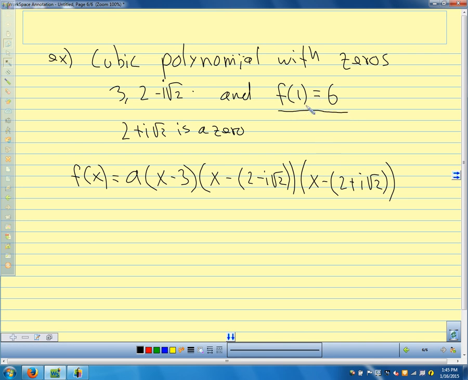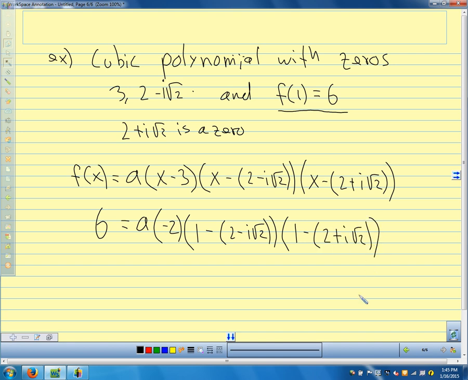This is what we're going to use to find a. So this tells me when I plug in x equals 1, f of x has to equal 6. So I say 6 equals a. We don't know a yet. 1 minus 3 is negative 2. x is 1. We're plugging in x equals 1. 1 minus 2 minus i square root 2. And 1 minus 2 plus i square root 2. And now I multiply this out and solve for a.